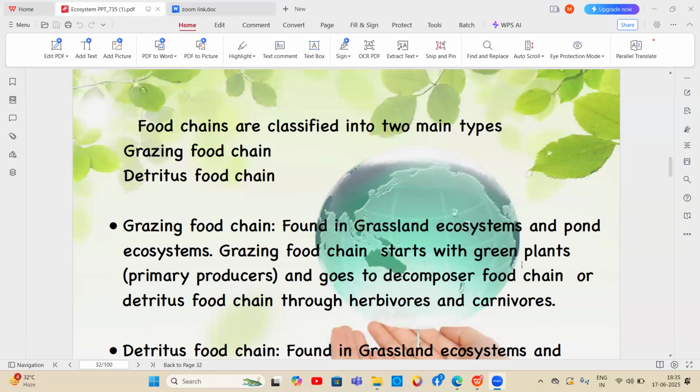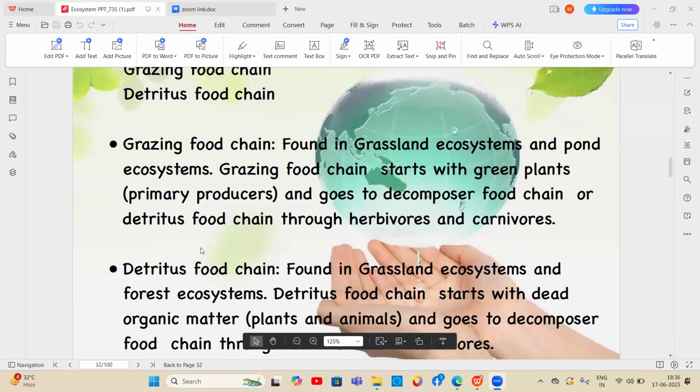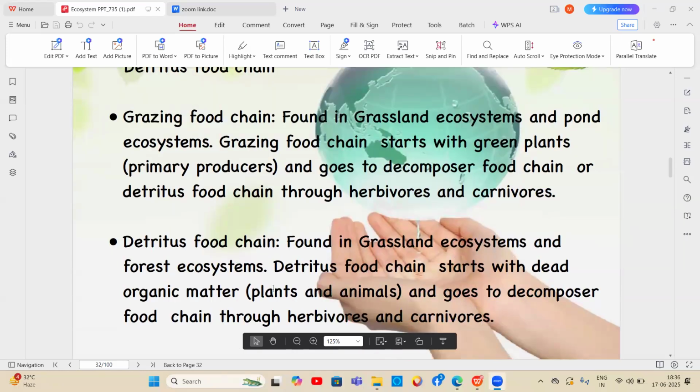Here the food chain starts with the green plant, so it is called a grazing food chain, which goes to the decomposers. The second one is the detritus food chain, which is found in the grassland ecosystem and forest ecosystem. The detritus food chain starts with dead organic matter or fallen leaves, plants and animals, and goes to the decomposers and through the herbivores and carnivores.